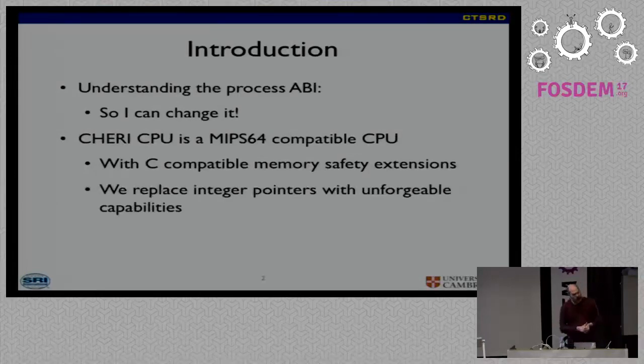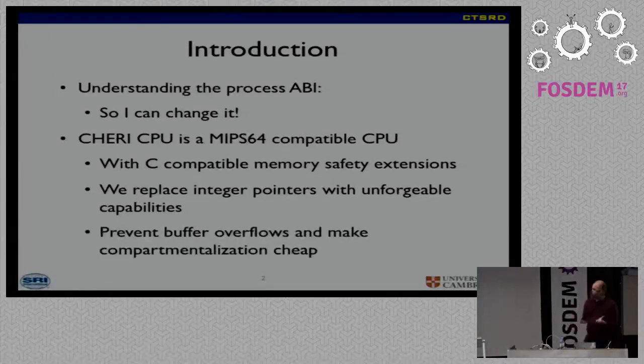World works in order to change them in the right way to make this all work. Just a few more things about our architecture. We replace integer pointers with unforgeable capabilities. This means that you can't materialize pointers out of thin air. You can't, if say you're the author of libcurl, download them off the internet by accident and run them. Things like that. And as I said before, we prevent buffer overflows, and we also make compartmentalization extremely cheap.